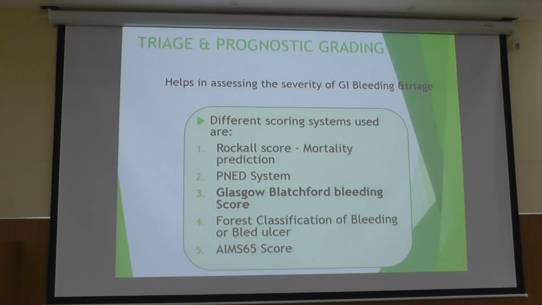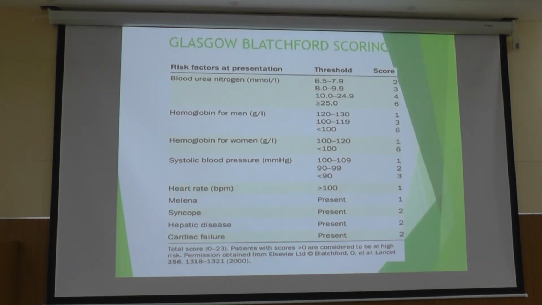Okay. There are two scores actually given in the books. One is the Glasgow-Blatchford bleeding score, and the other is the Rockall score. You can remember the Blatchford bleeding score. The Rockall score actually requires endoscopy for scoring, whereas the Blatchford can be done without an endoscopy also. It actually indicates the risk of re-bleeding. Patient has come with a bleeding, and what is the risk of re-bleeding? That is given by the Blatchford or the Rockall score.